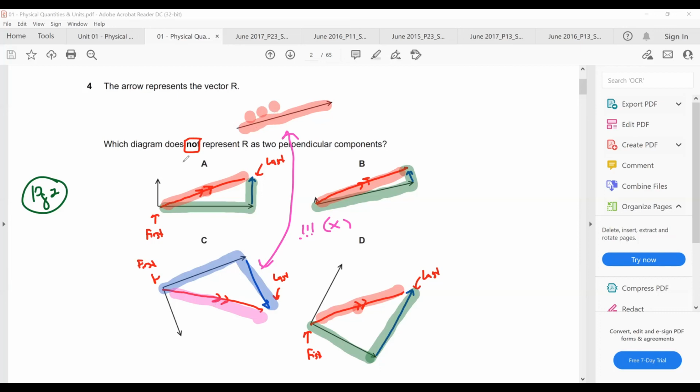Okay, that's why we will say that the answer here is actually C. Which of these diagrams doesn't represent R as two perpendicular components? Basically, they're asking you if I resolve this one into two perpendicular components, which one here doesn't give me back the original one? C actually doesn't give me back the original one, but A, B, and D will give me back the original vector. C doesn't. That's what we need. Okay, right? So far, so good.